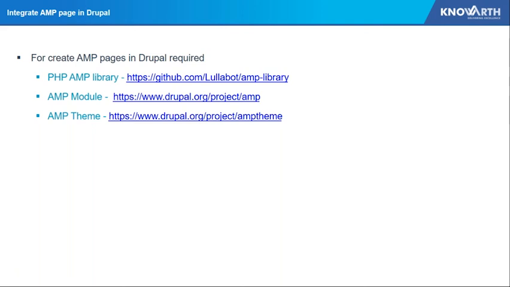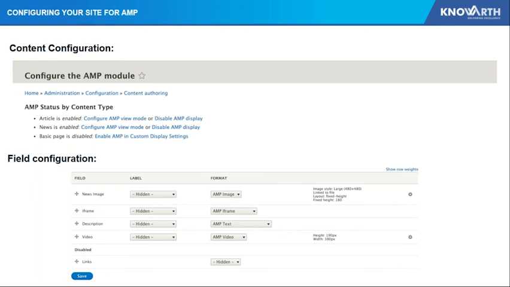Now next we will discuss how we can integrate AMP pages in Drupal. Drupal has a preset of libraries which allow us to integrate AMP pages in Drupal. The PHP AMP library is an open source GitHub library which allows us to create a dynamic AMP page using PHP. The AMP module provides all configuration related to content type and fields for AMP. The AMP theme is the open source theme provided by Drupal which provides the basic look and feel for the AMP page, which we can extend based on our requirements.